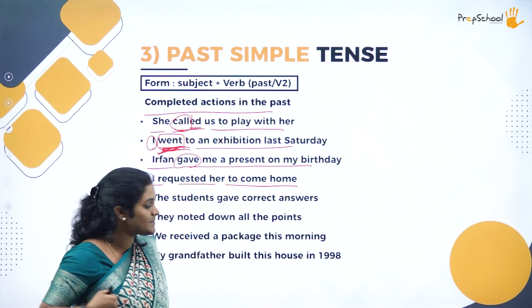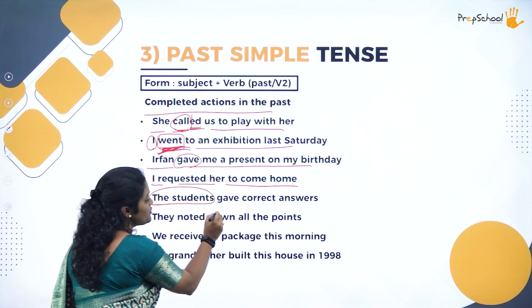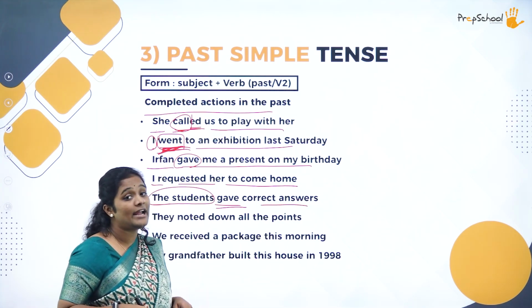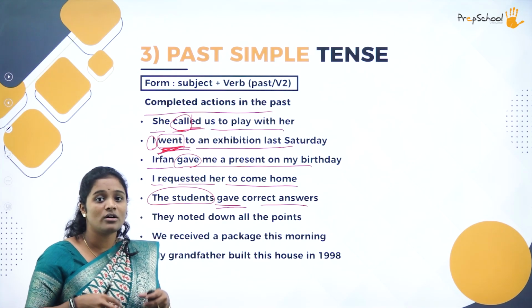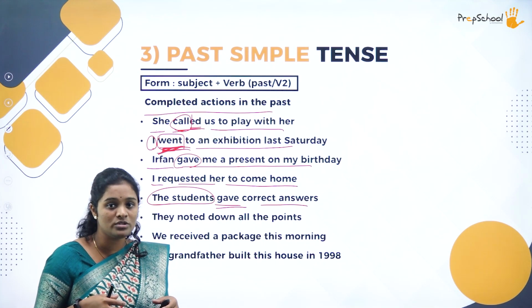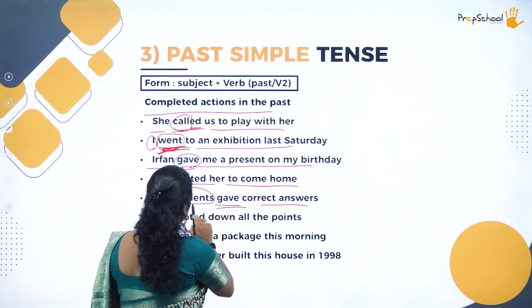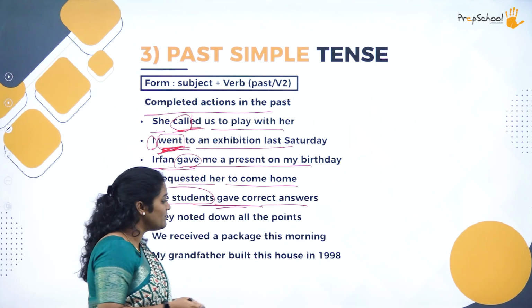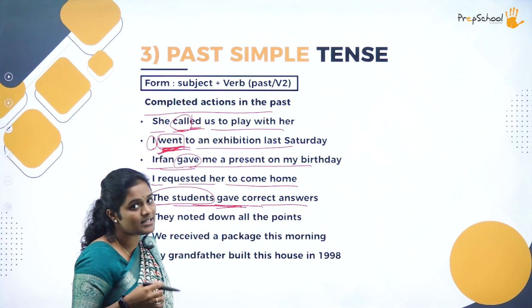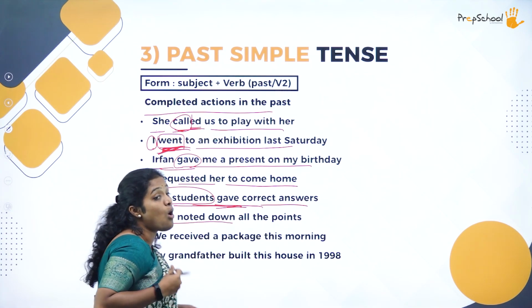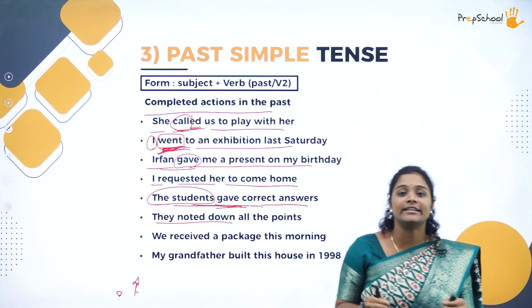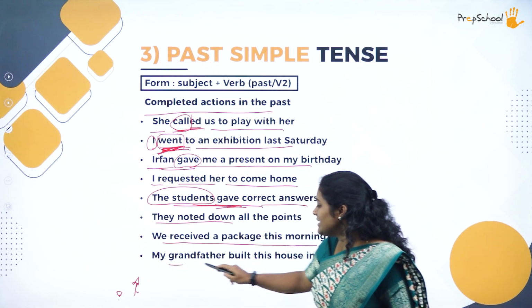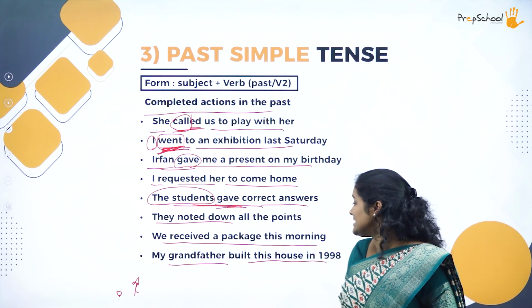I requested in the past. Then the students, who are the subject, gave correct answers. If it is in the present, I would have had to tell you, Irfan is giving. "Is" is the auxiliary verb. We saw it in the present tense. It was being used. So Irfan is giving. The students are giving, if it was in the present continuous form. Now, since it is in the simple past form, we ought to read it like this: the students gave correct answers. Then they noted down all the points. They noted down. It is done already. We received a package this morning. My grandfather built this house in 1998.